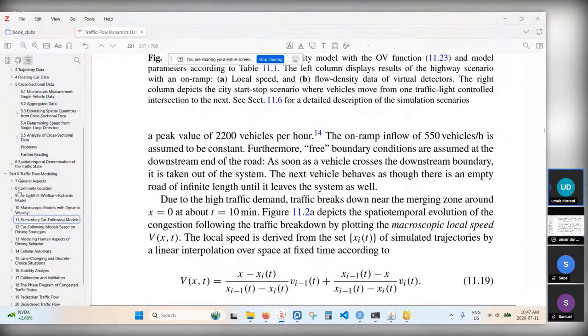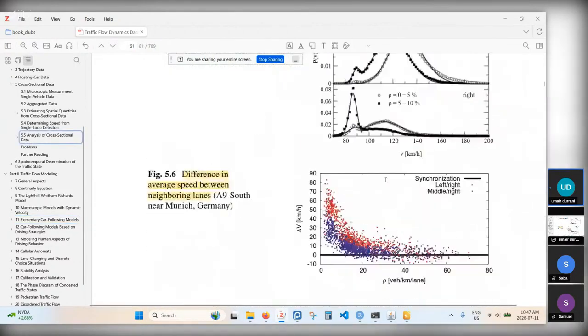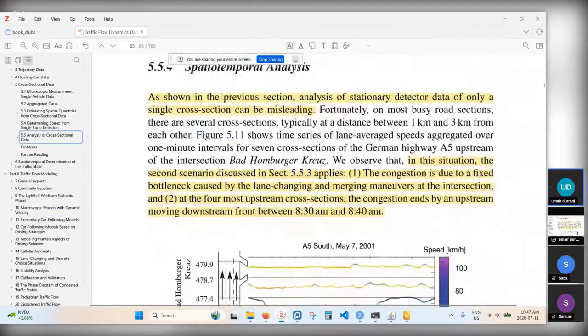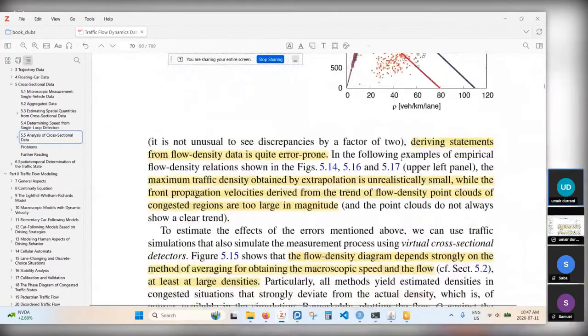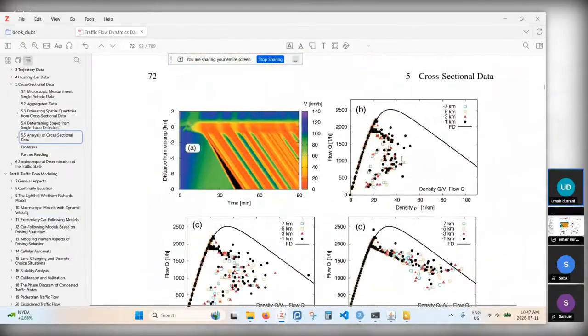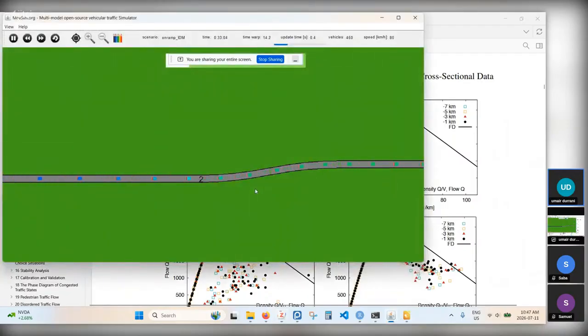Now let's take a look at what we saw in the chapter. So I go back to the analysis of cross-sectional data, and at the very end of this chapter, we'll see those plots right here. The first plot is showing us time on the x-axis and distance from the on-ramp. So 0 means that this is exactly on the on-ramp, and this is upstream of the on-ramp, and this is downstream.